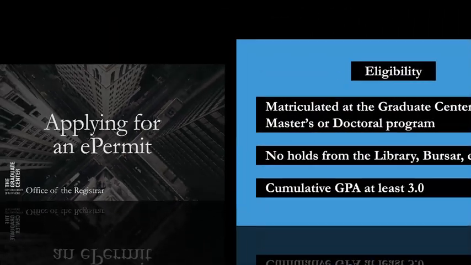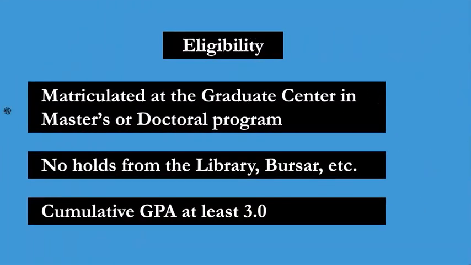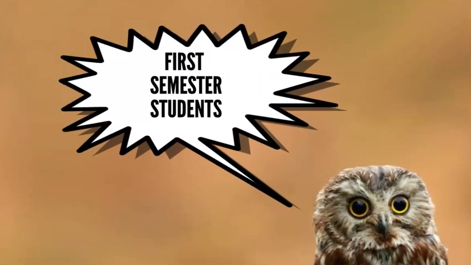In order to apply for an ePermit, students must be matriculated at the Graduate Center in a master's or doctoral program. Students must currently have no holds from the bursar, library, etc., and students must have a cumulative GPA of at least 3.0. Please note that first semester students require special departmental approval. If approval is granted, students must email the Office of the Registrar to initiate the ePermit process.